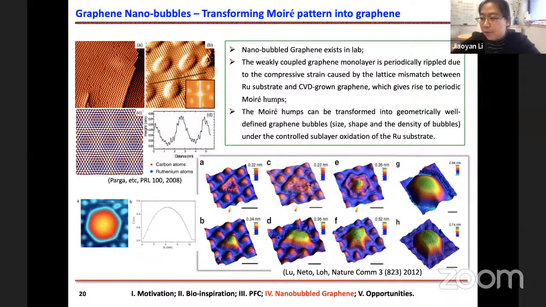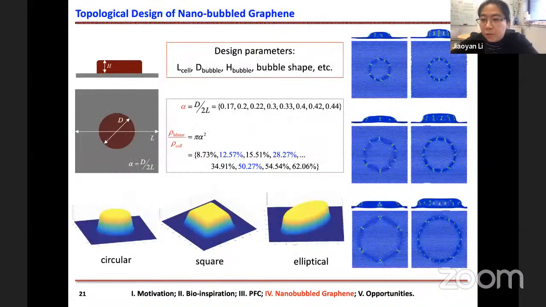According to the TEM image, the bubble height usually ranges from 0.5 nanometer to 1 nanometer, and the diameter can range from 1 nanometer to 8 nanometer. Based on this information, we can start our topological design for our nanobubbled graphene. The design parameters can be the length of the unit cell, the diameter of the bubble, the height of the bubble, and even the shape of the bubble.